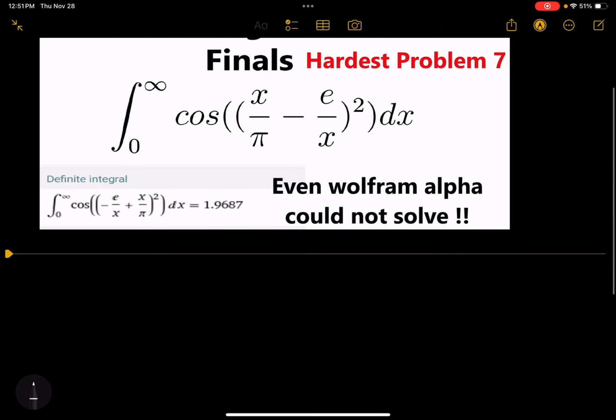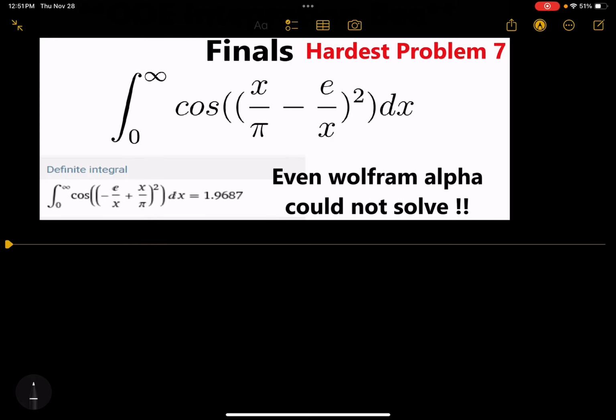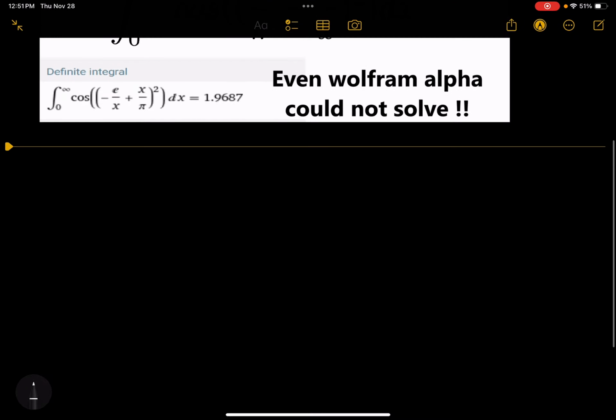First of all, let me tell you that this pi and e will not really mess up the solution. They're not anything that will make the problem difficult. They're just there, and it will be quite easy actually. It will not be that hard. Also notice that in this problem, the cos is not squared, just the argument is squared, just this x by pi minus e by x is squared.